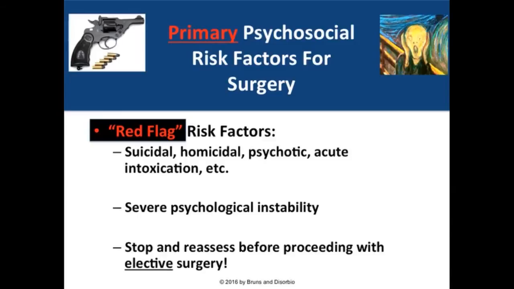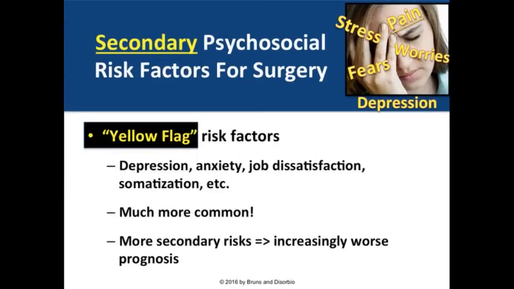In contrast, there are secondary psychosocial risk factors. These are the much more mundane risk factors like depression, anxiety, job dissatisfaction, worries, and stress generally. In contrast to primary risk factors, which are rare, almost all patients have one or more secondary risk factors. With a primary risk factor, even one can substantially interfere with the patient's ability to benefit from treatment. In contrast, with secondary risk factors, it's the number of risk factors present that you have to think about. As the number of secondary risk factors increases, prognosis worsens.